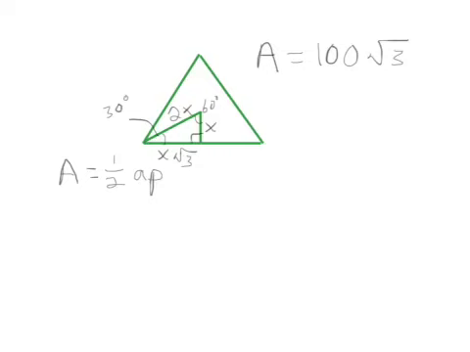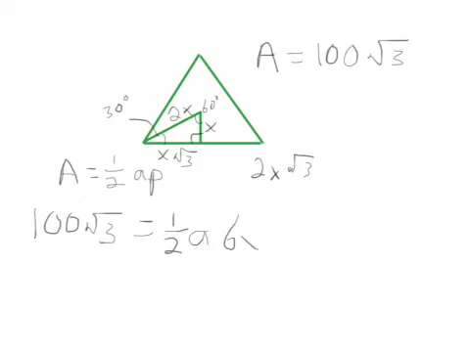So when we plug everything in, we're going to get area is 100 times square root of 3, that is given to us, equals 1/2 times the apothem, which is what we're trying to find, times the perimeter, which we said is going to be 2x square root of 3 times 3, which is going to be 6x square root of 3. And so now we can use this to solve for x.